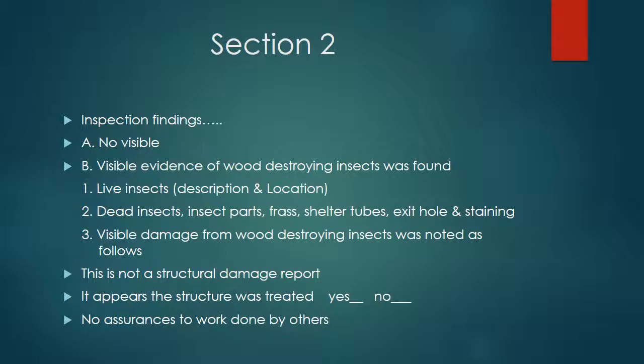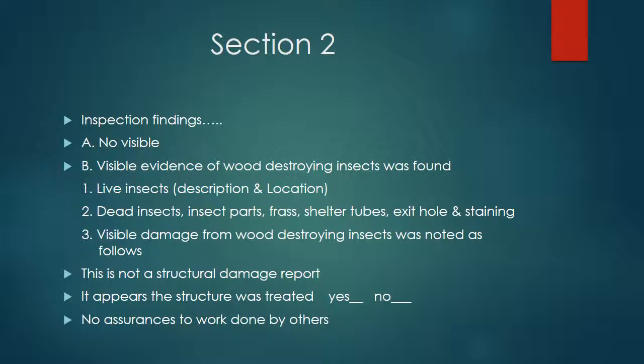B gets a little bit more interesting when we look at the visible evidence of wood-destroying insects was found. We've got 3 subsections by that: live insects, description, location of; dead insects, insect parts, frass, shelter tubes, exit holes, and staining. The third subpoint under B is visible damage from wood-destroying insects was noted as follows. That section gets a lot more interesting in my mind.